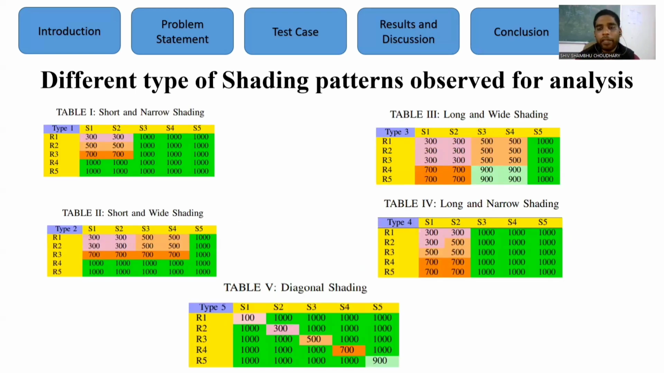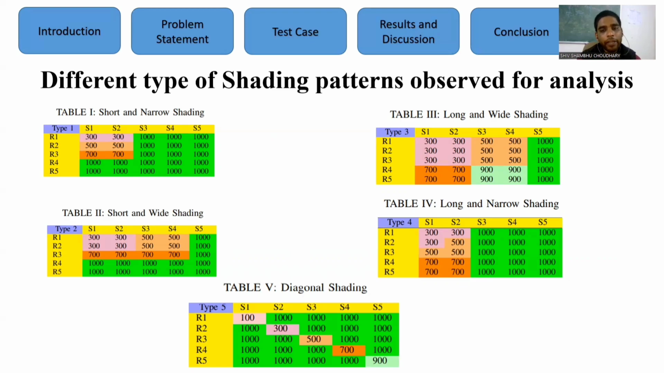So the different types of shading patterns observed for the analysis are short and narrow shading, short and wide shading, long and wide shading, long and narrow shading, and Table 5 representing the diagonal shading. In all these shading patterns, we have S1, S2, S3, S4, and S5 as the string length, and R1, R2, R3, R4, and R5 as the rows where the modules are present.